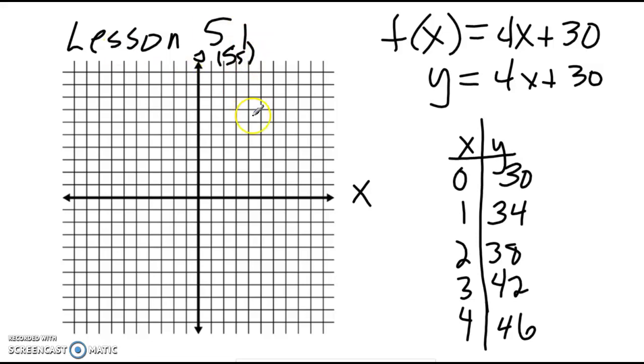All right, so plot the points 0, 30, 1, 34, 2, 38, 3, 42, and 4, 46. Okay, so you plotted those points, and now you're figuring the change in the x values and the change in the y values, and then you're going to put them out to the side. And we're going to come back to those here in a little bit, okay?